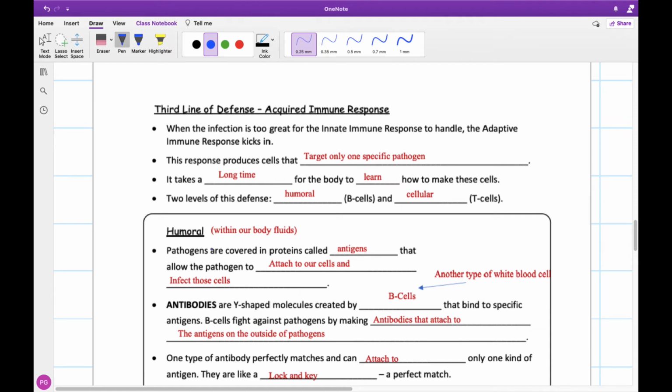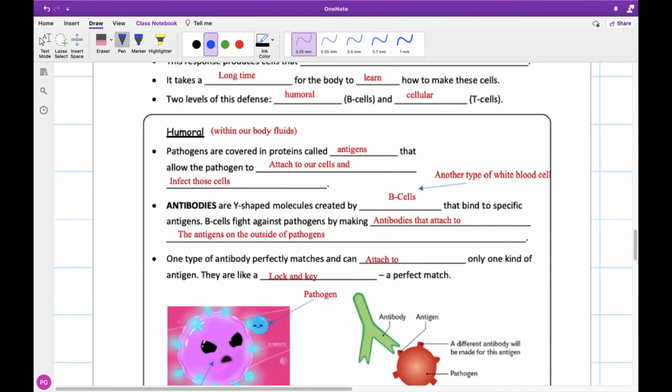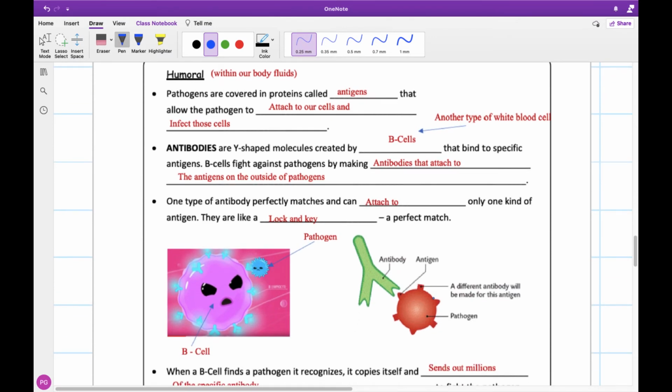Humoral just means within our body fluids. Now the way that this works is that any type of pathogen is covered in proteins called antigens. And this is what the pathogen uses to attach to our cells and affect those cells. So in our picture down here, we've got this red blob, that's our pathogen, and each of these little shapes on the outside represents an antigen. So an antigen is this little sort of spike or protrusion. They're proteins that they use to attach to our cells.